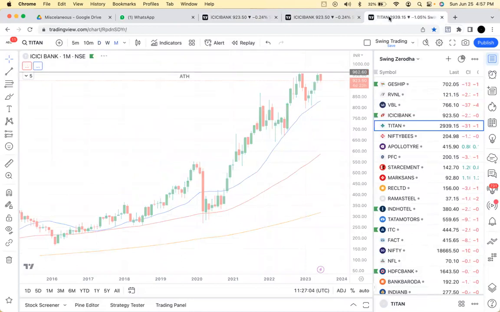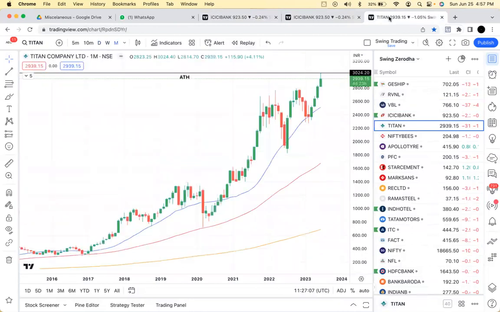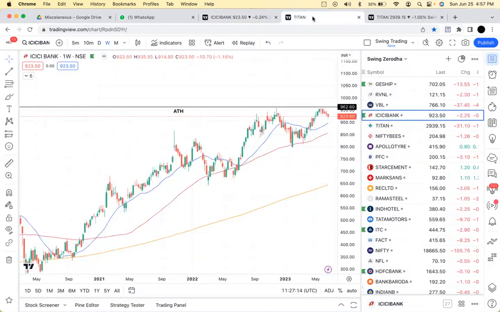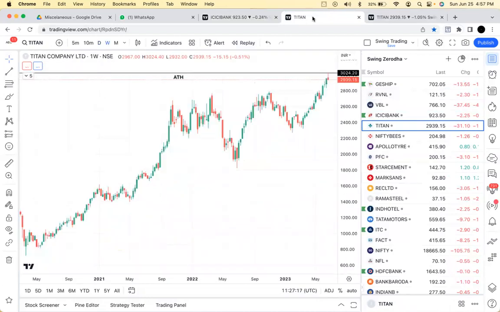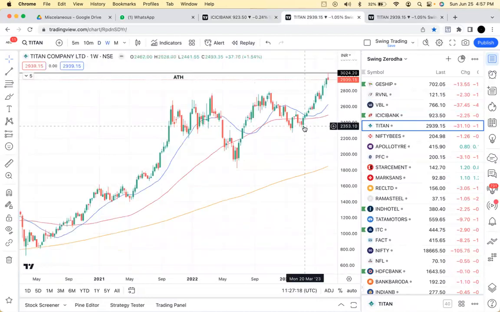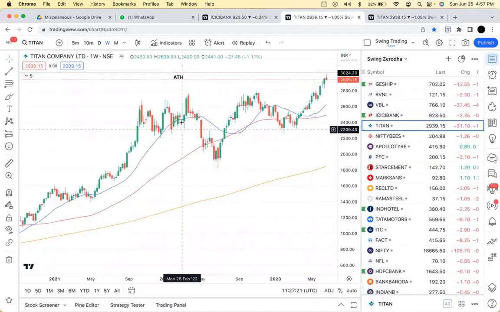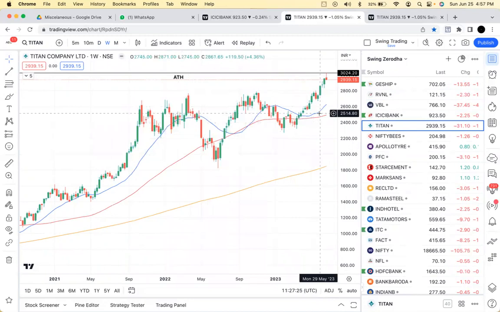Now I go to Titan. All right, Titan Company. And here is the monthly chart. It's looking good on the monthly. And on the weekly chart for Titan, all right, good. Although you see on the weekly chart, it's been kind of up and down. See that? But we do realize that it's up and down primarily because of the all-time high.